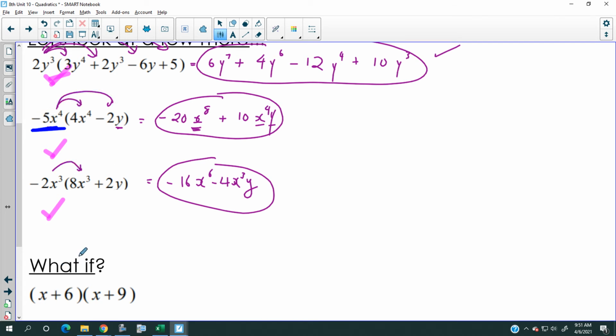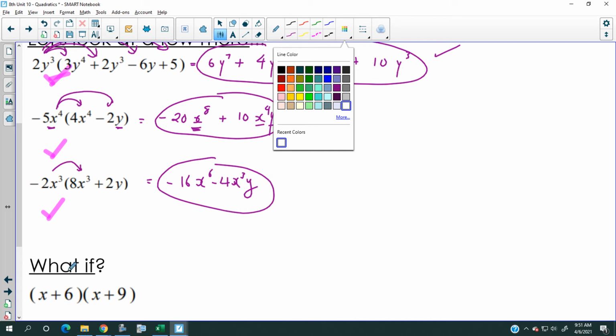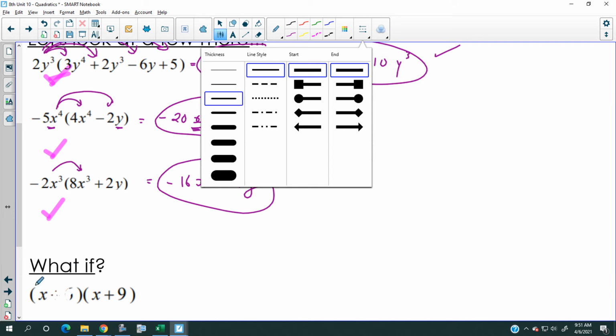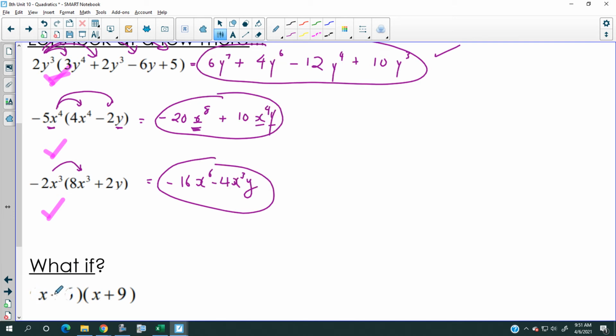Meaning like, so for example, let's see, let me white this part out. What if, right, instead of saying x plus 6, I need a thicker marker. All right, what if instead of saying x plus 6, right, we just have x? Well, you would distribute it, right? You would distribute and then you would get answers like how you got here, right? But that's not the question, though.